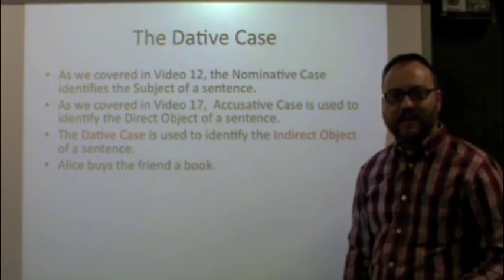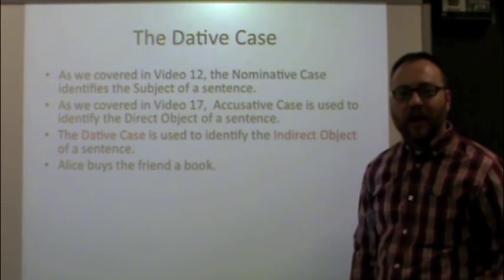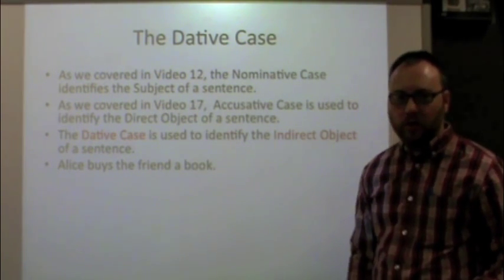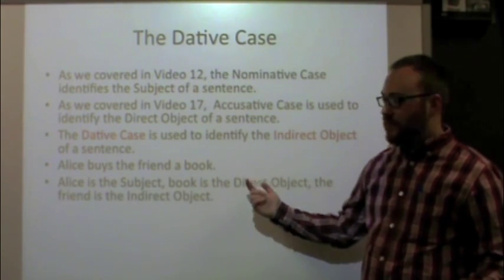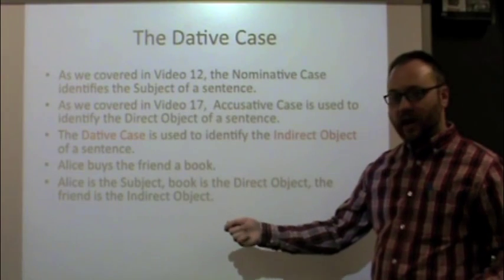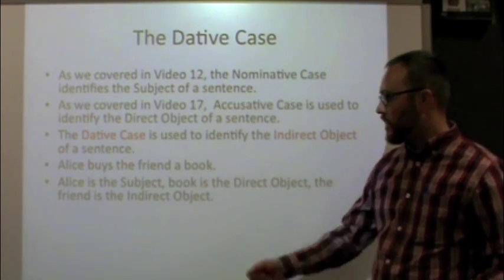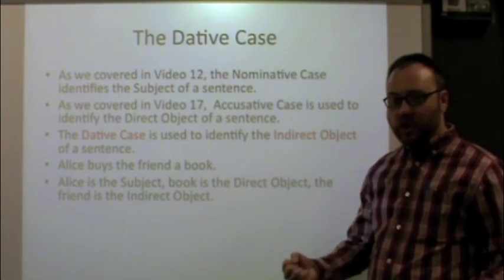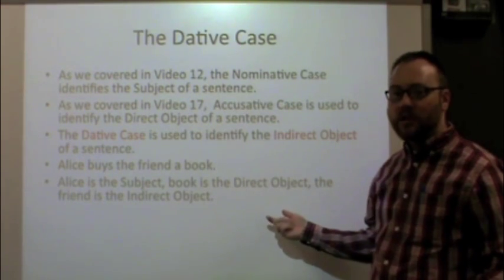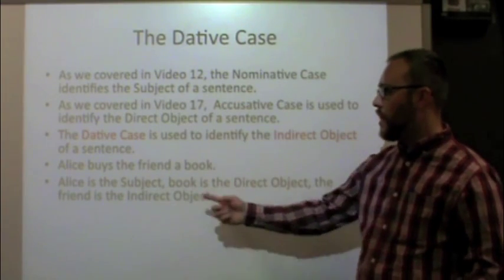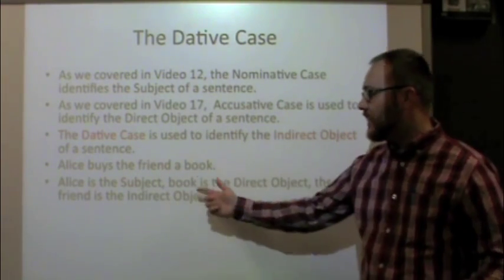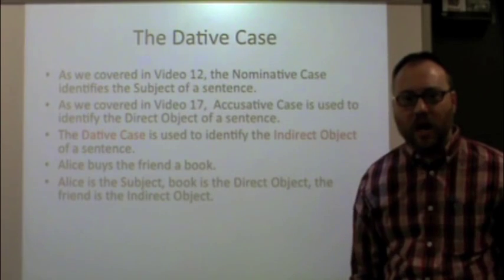For example, take this sentence in English. Alice buys the friend a book. Now, we learned in the first video that Alice is the subject. That's your nominative case. The book, it's what she's buying, that's the direct object, that takes the accusative case. Now in this sentence we introduce another noun, the friend. The friend in this sentence is the indirect object.